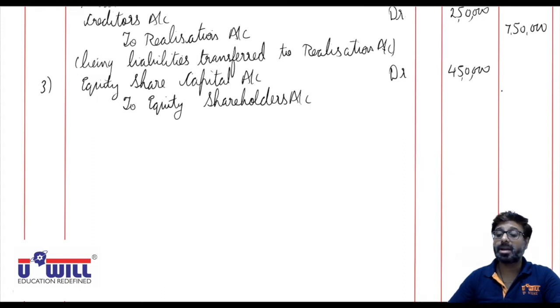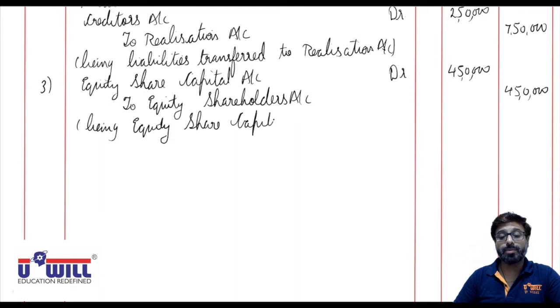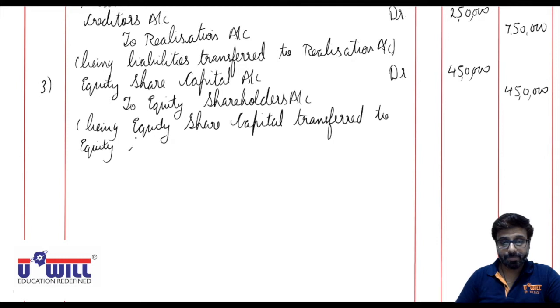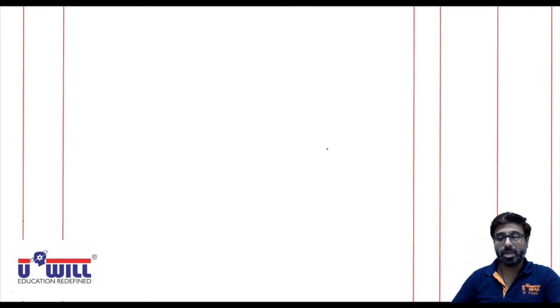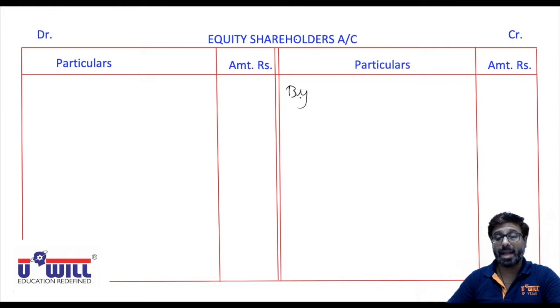Okay, equity share capital account debit to equity shareholders account 4,50,000, being equity share capital transferred to equity shareholders account. Now to equity shareholders, so equity shareholders account on credit side by equity share capital account 4,50,000.